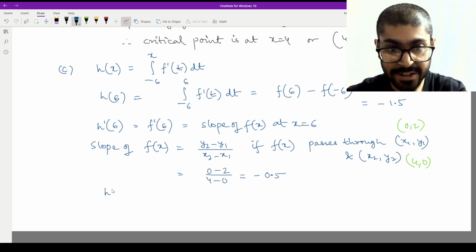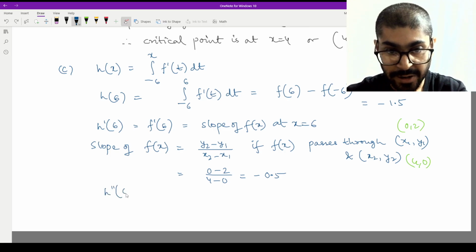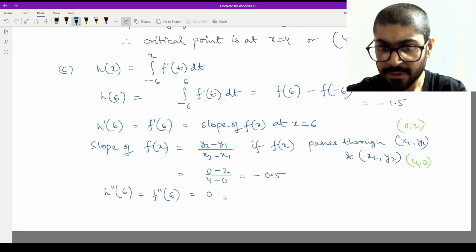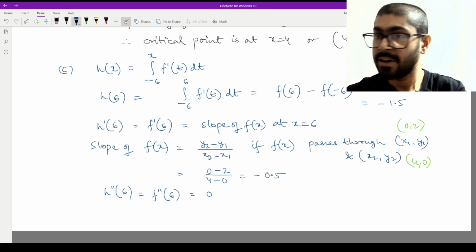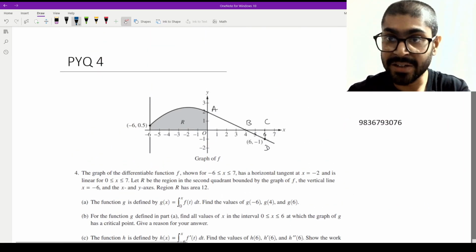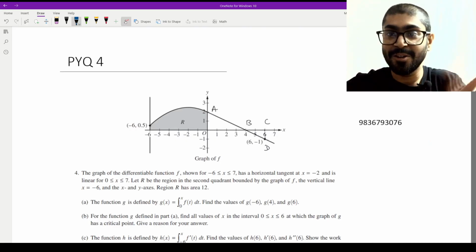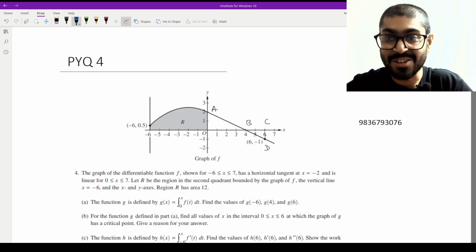So I can just write h double dash of x at 6, right? So h double dash 6 equal to f double dash 6 equal to 0, because f dashed 6 is minus half and the derivative of minus half will be 0. I hope you understood this problem. This was a very fundamental question. There was no ifs and buts about it. They just asked you all of the basics of calculus in one question.